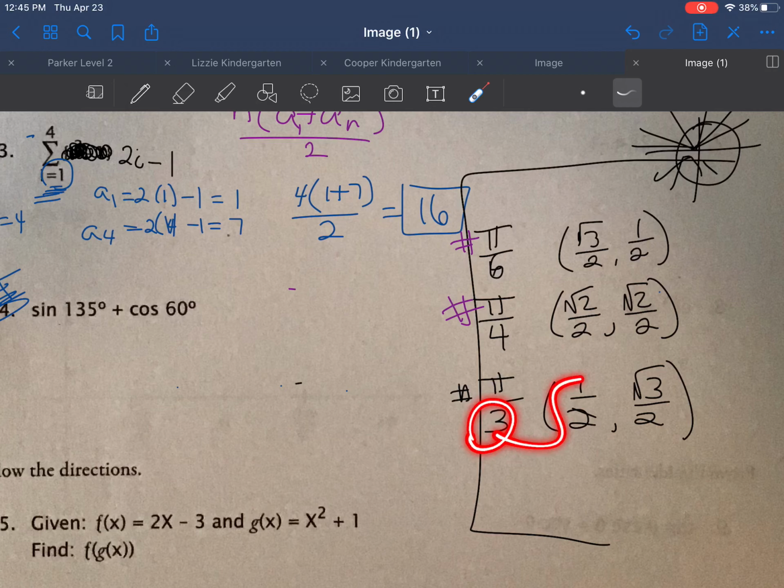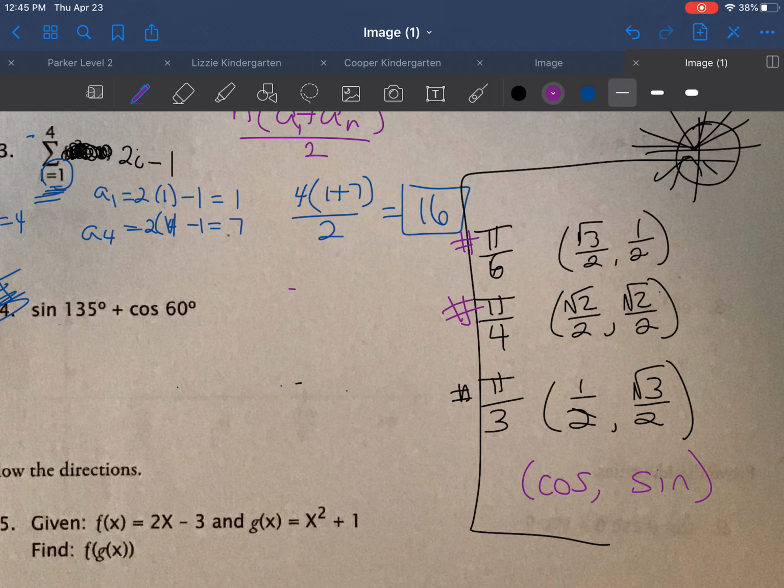With 3, you go to 1, and so you know the 1/2 comes first. 4 is always root 2 over 2 because 2 times 2 is 4. That is not why, but that is how I remember it. Within these coordinates, the first number is always your cosine. The second number is always your sine.